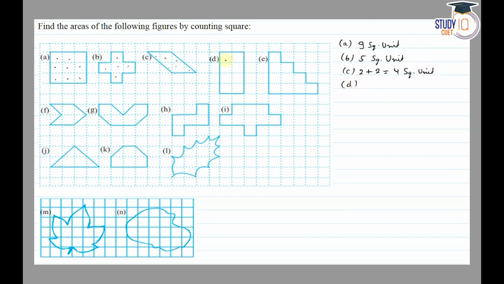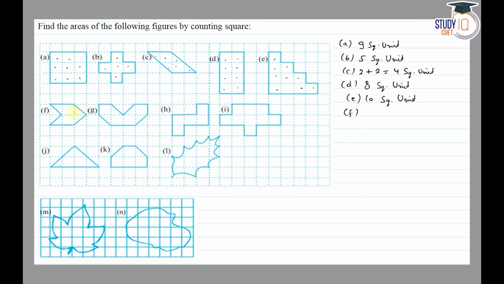D 1 2 3 4 5 6 7 8. So area will be 8 square unit. E 1 2 3 4 5 6 7 8 9 10. So the area will be 10 square unit.